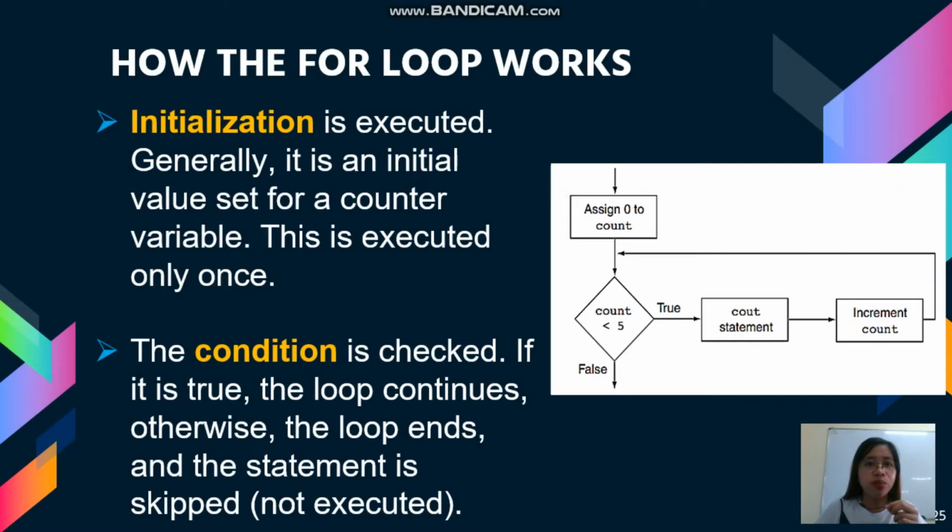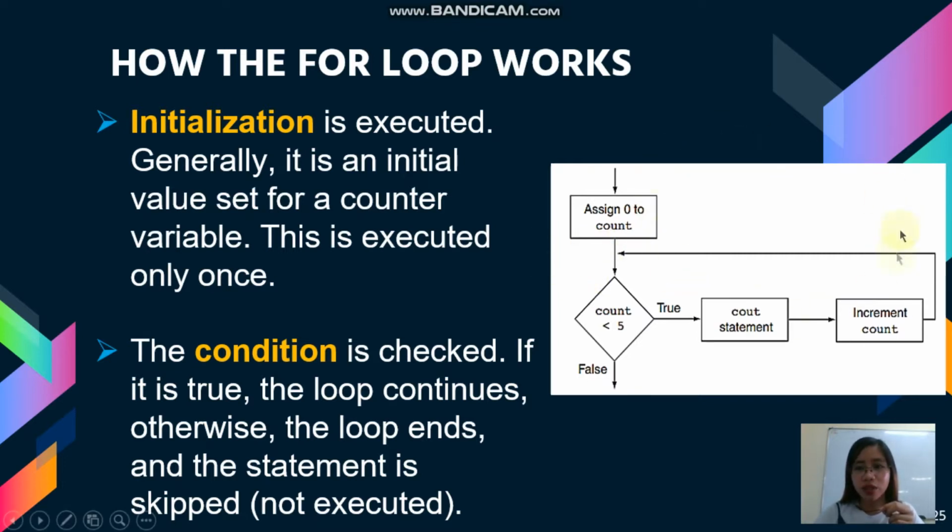Yan. So, how the for loop works. First, initialization is executed. Now, generally, it is an initial value set for the counter variable. So, this is executed only once. So, just like the example natin sa while loop, now you have to declare variable and initialize value to it. Saan ba mag-i-start yung pag-count, no? Saan mag-i-start yung counter? Sa 0 ba? Yan. So, usually, we start with 0 or 1, pero depende sa needs, no? When it comes to looping. Then, the condition is checked. So, if it is true, the loop continues. So, same concept with the while and the do while, na kapag true, tsaka siya mag-looping. So, if it is false, automatic, terminated na yung ating for loop.